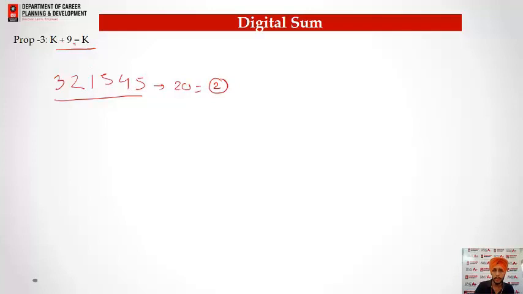But the property says k plus 9 is always equal to k, so we can ignore 9 from our number. The pairings of 9 are 4 plus 5, which is 9, so we can exclude 4 and 5. Again, 5 plus 3 is 8, plus 1 is 9. If I exclude these digits, I get my digital sum immediately, which is 2.